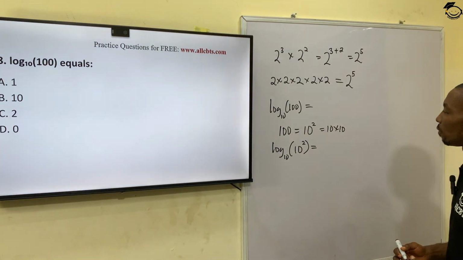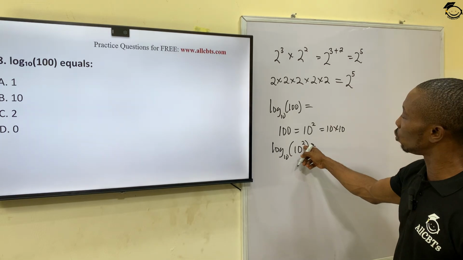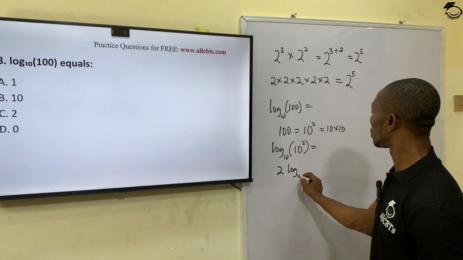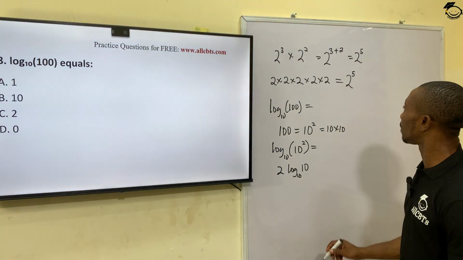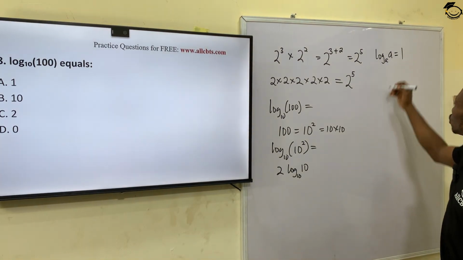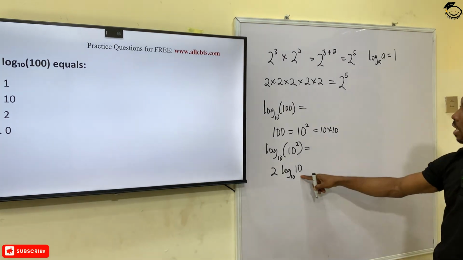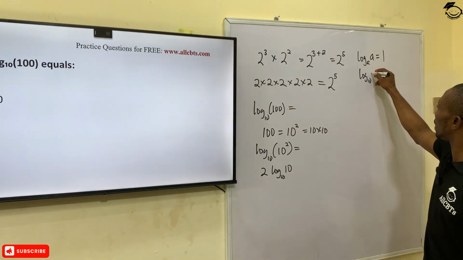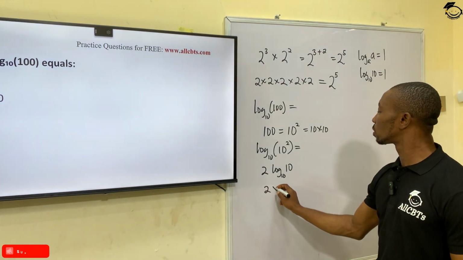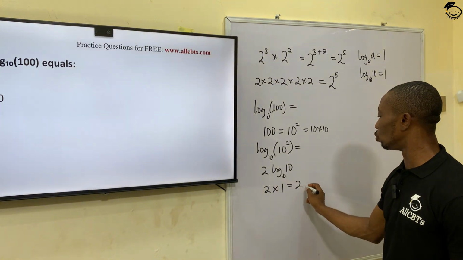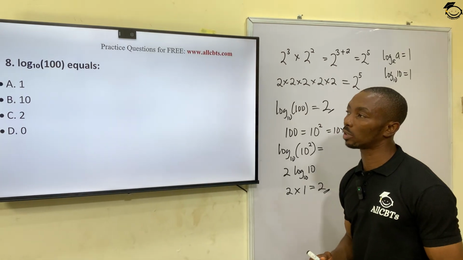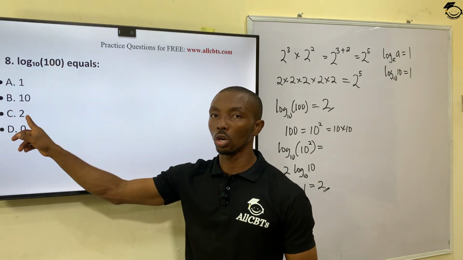all right. Now, from here, we can bring our 2 down by applying our power law. This becomes 2 log 10 10. Also remember that we said when you have log A A, it equals 1. So that means in this case, our log 10 10 equals 1. So this becomes 2 times 1, which will give us 2. So therefore, log 10 100 equals 2. So our right option there would be option C.